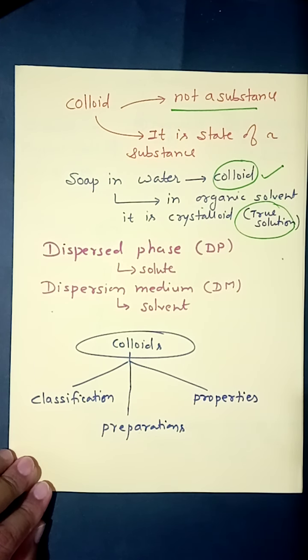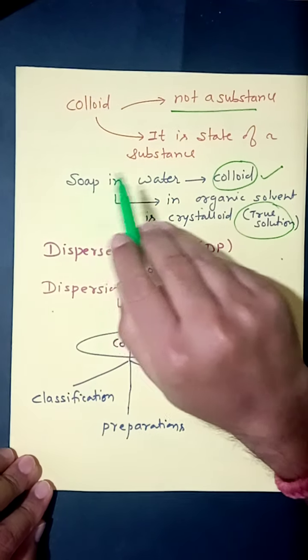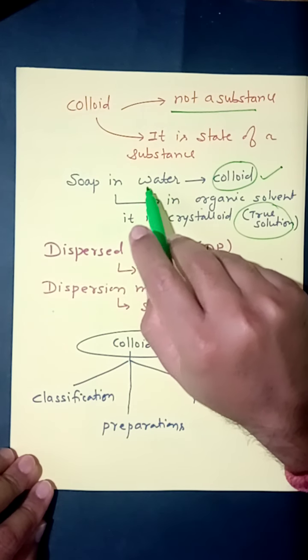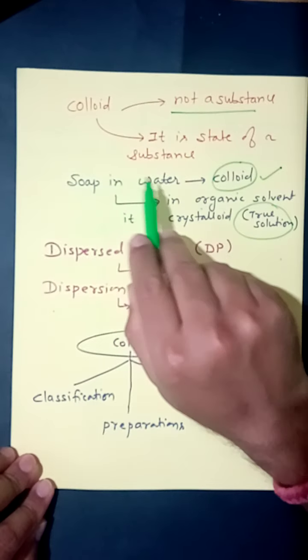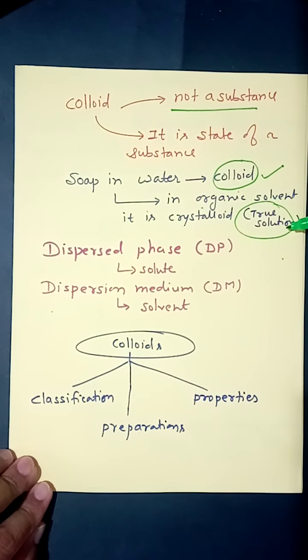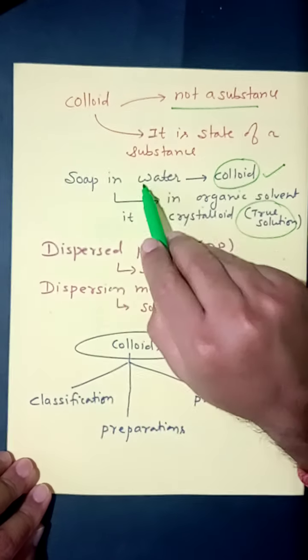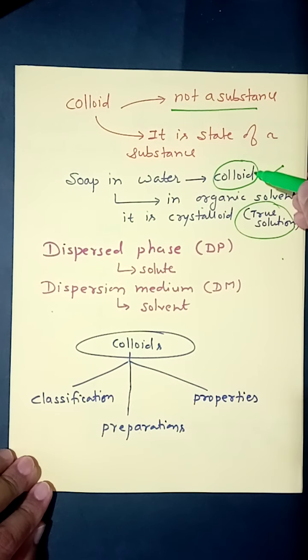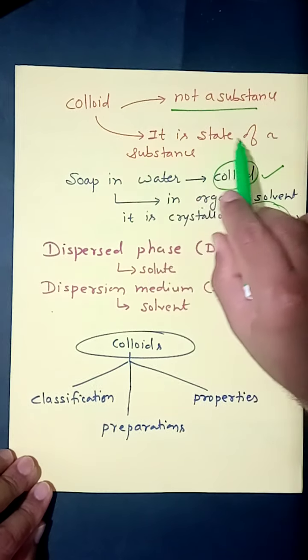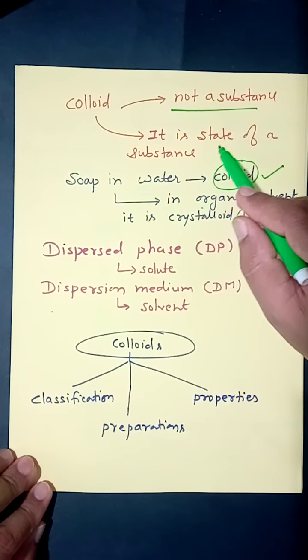It means you can't say that soap is an example of colloid, but you can say soap in water is an example of a colloid. Because soap in water is a colloid, while soap in an organic solvent is a true solution. So soap cannot be an example of colloid, but soap in water is an example of colloid. So colloid is not a substance, but it is a state of substance.